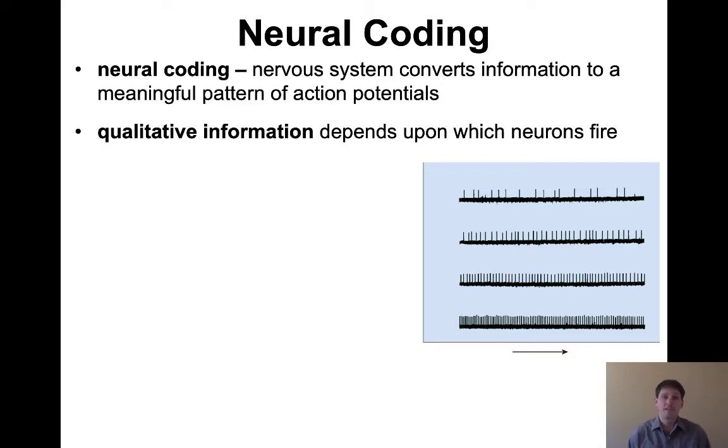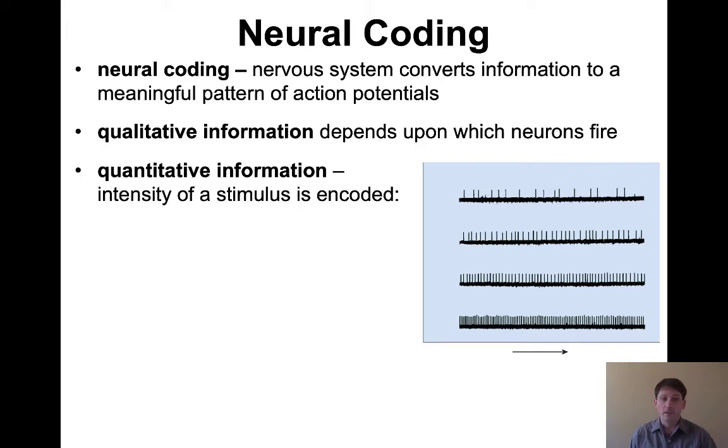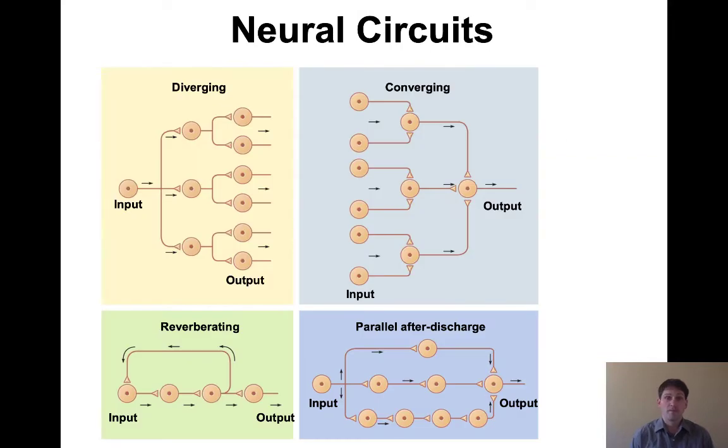So qualitative information is which neurons are firing, and quantitative information is that frequency or the intensity of that stimulus that's coming in. This helps our bodies and our brains understand what's happening. And we do so through different types of circuits. So we went over these earlier, but we have diverging circuits where one neuron is receiving information, but it branches out to a lot of different areas.